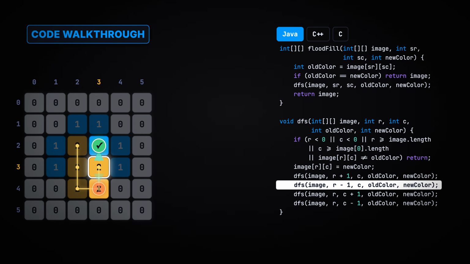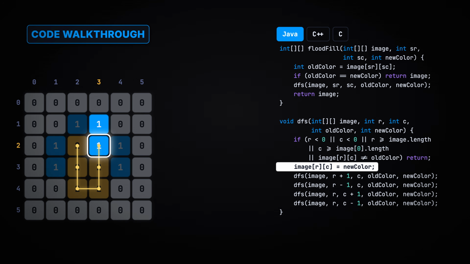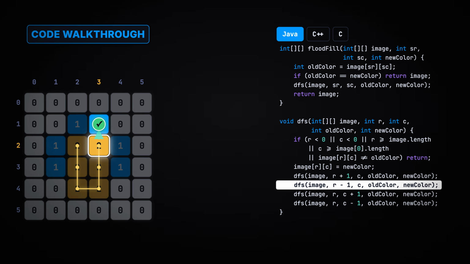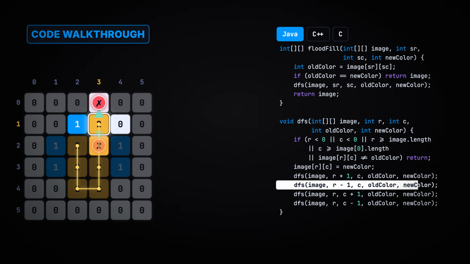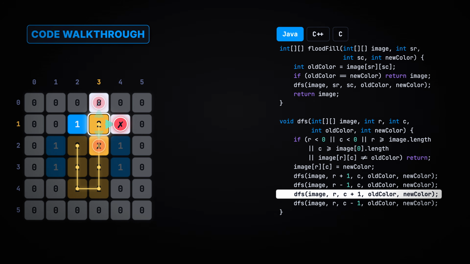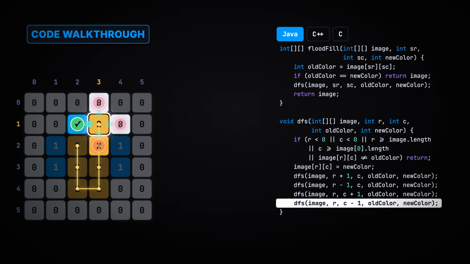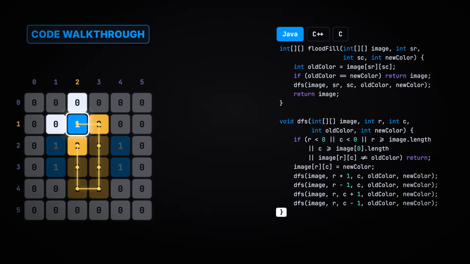Deeper we go. 2-3, paint it 2. Up, 1-3 is still a 1. So we keep going deeper. 1-3, paint it. Down, up and right are all blocked. But left, 1-2 is open. One more level down. 1-2, paint it 2.